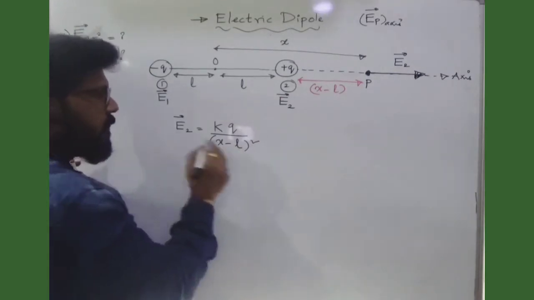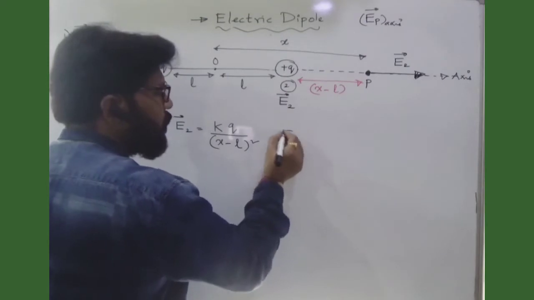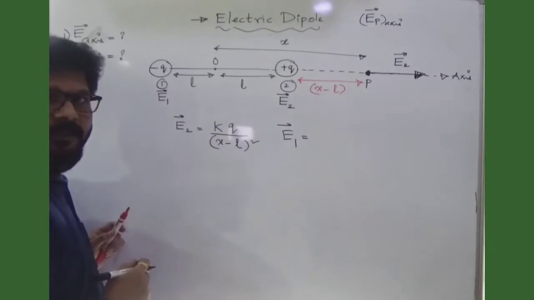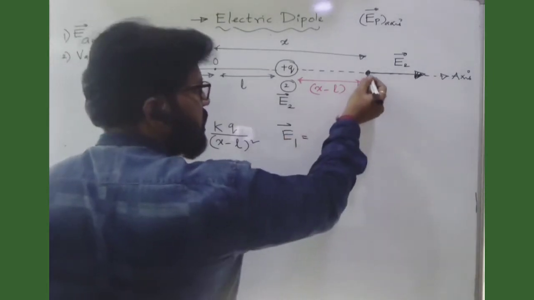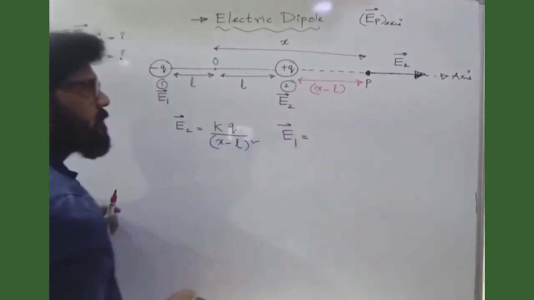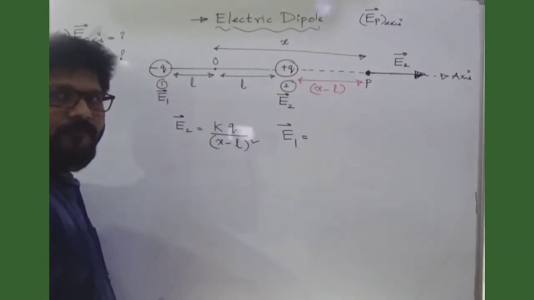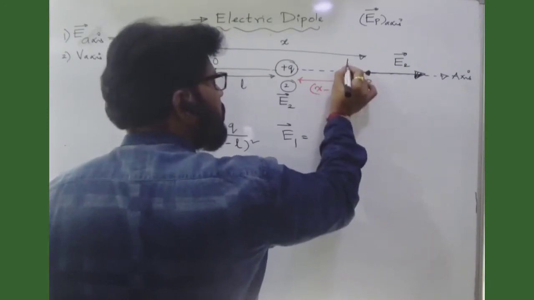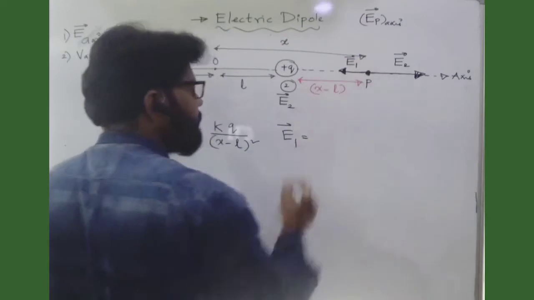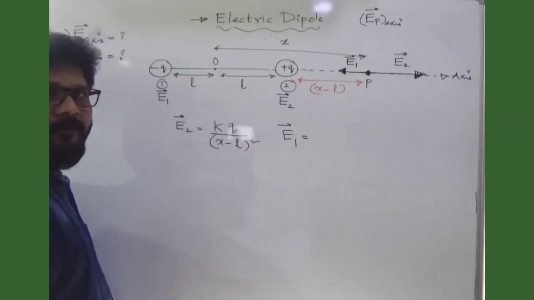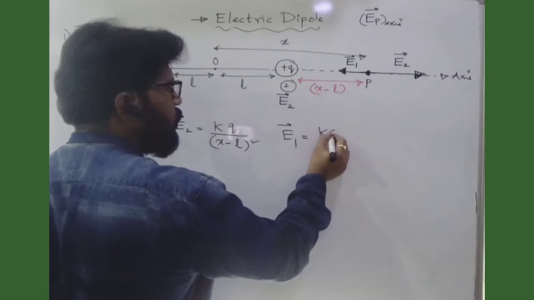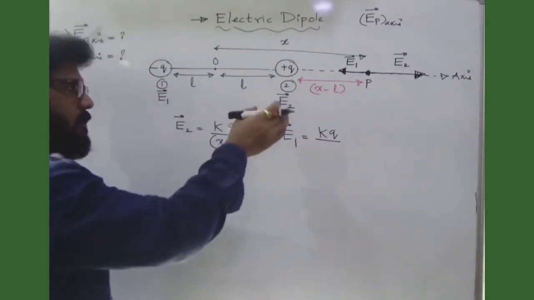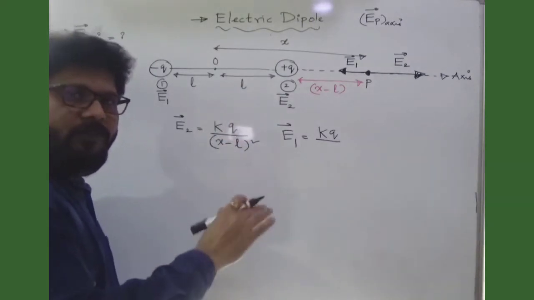Now similarly, E1, the electric field intensity due to the first charge. Can you tell me whether the E1 direction at this point is away or towards? For a negative charge, towards, right? It's nothing but towards, which is E1. So if I want to write E1, what should I write? KQ. Electric field is a vector quantity, so there is no need of mentioning the negative sign. Potential is positive for a positive charge and negative for a negative charge.